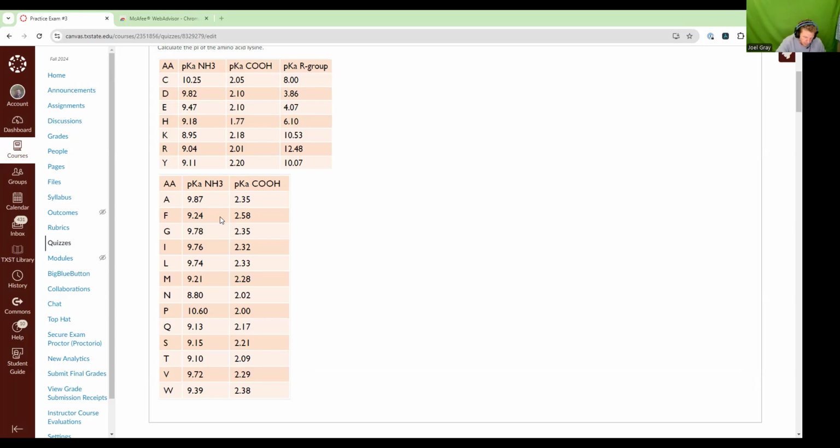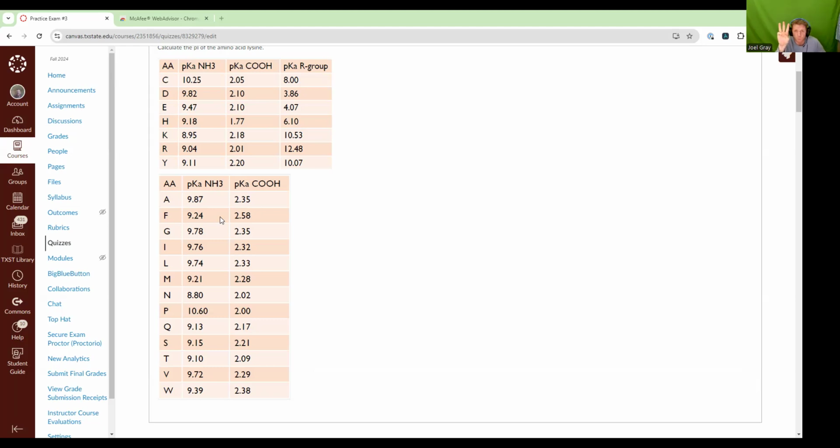Lysine, on the other hand. I don't need my N terminus because that's in a peptide bond. My R group, I do need that. That has a pKa of 10.53. The C terminus of lysine is 2.18. Okay, now a great question to ask yourself right here, in order to answer this sort of question, is what is the possible charge of this?